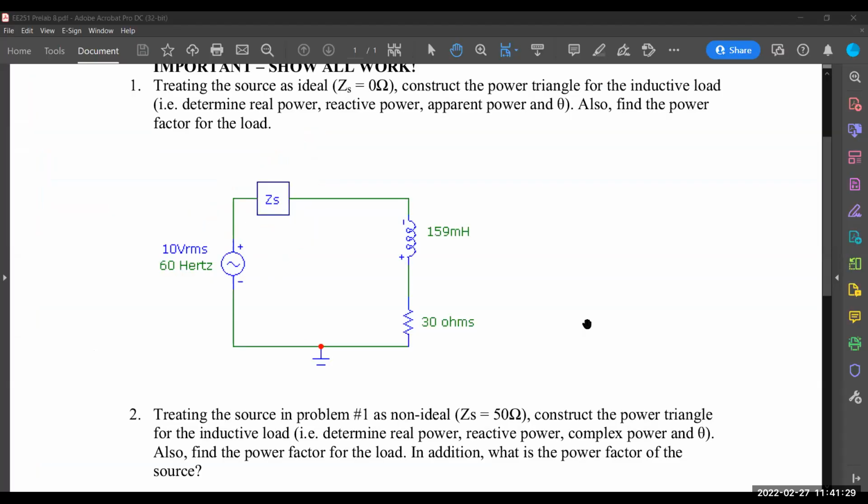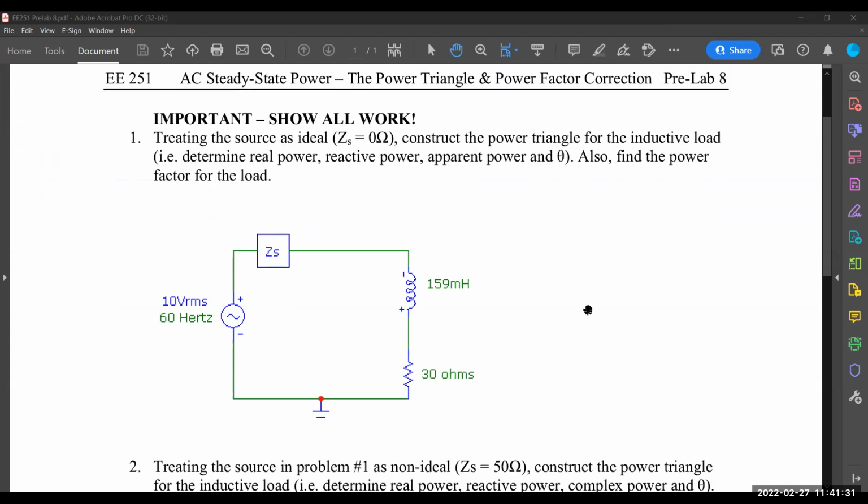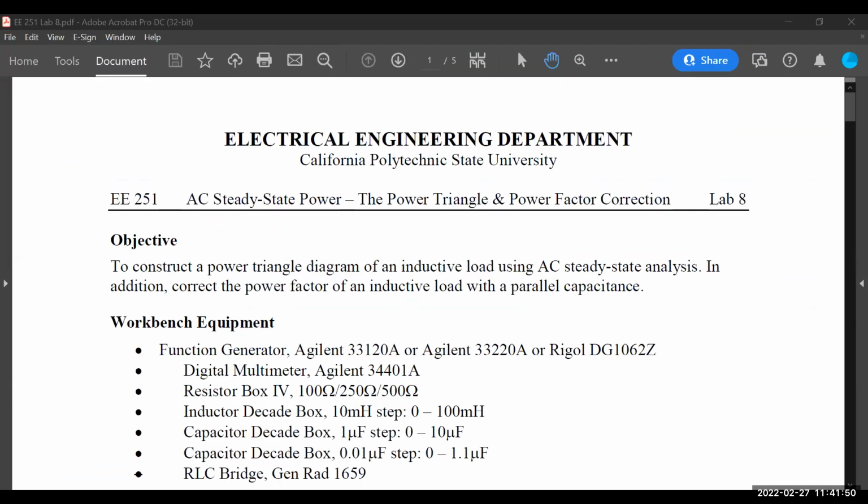PreLab question number 1. You're asked to construct the power triangle for the inductive load, and to determine the real power, reactive power, apparent power, and theta. Also find the power factor. If you look at Lab 8, all of the equations are there in Lab 8.